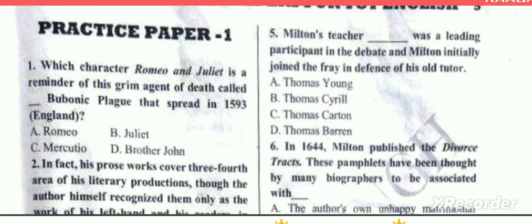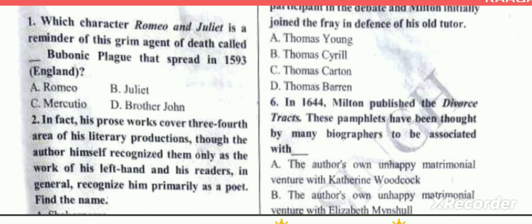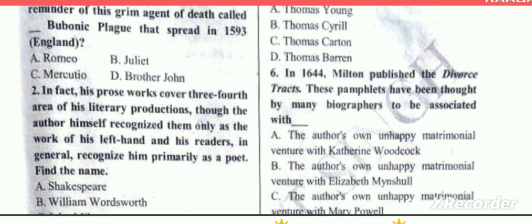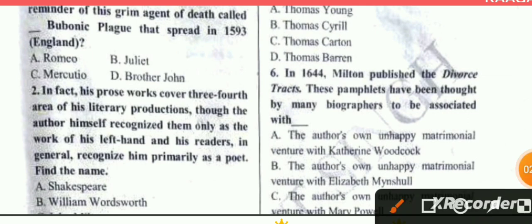Now see, the first question is: which character in Romeo and Juliet is a reminder of this grim agent of death called bubonic plague that spread in 1593 England? Options are Romeo, Juliet, Mercutio, Brother John. So option D is correct.